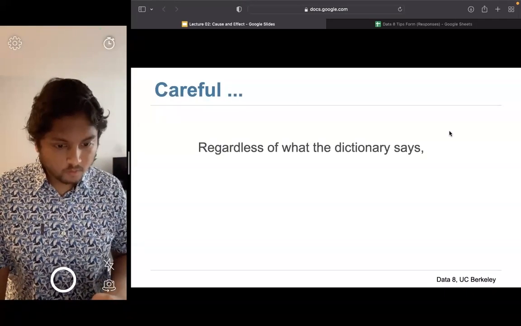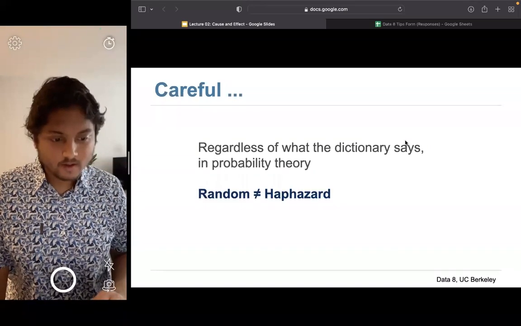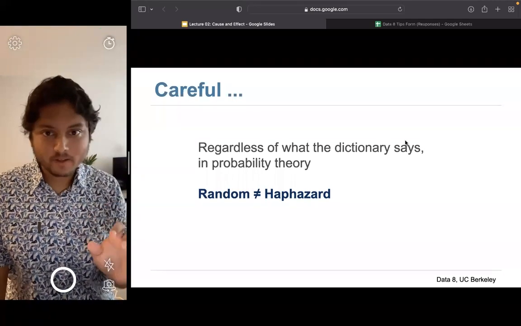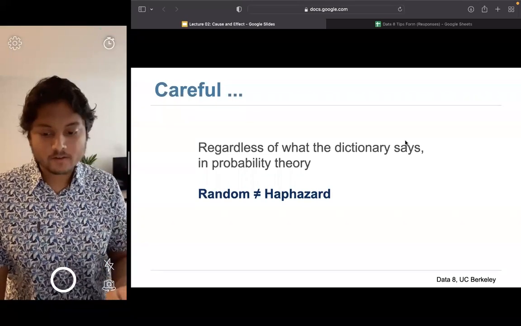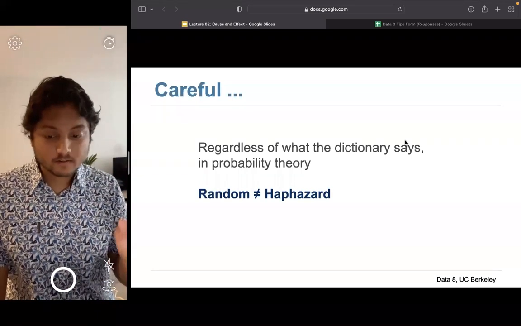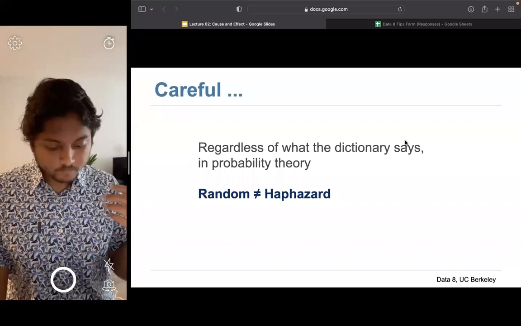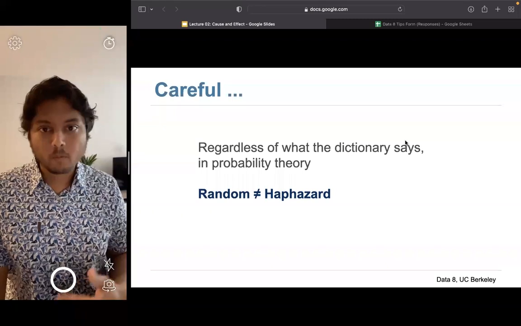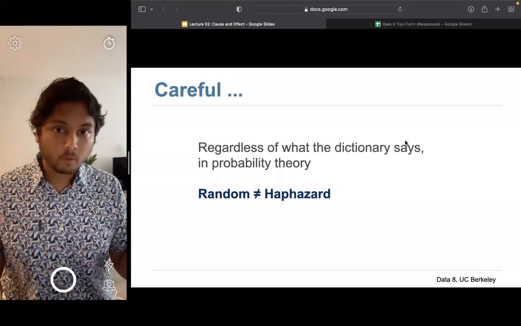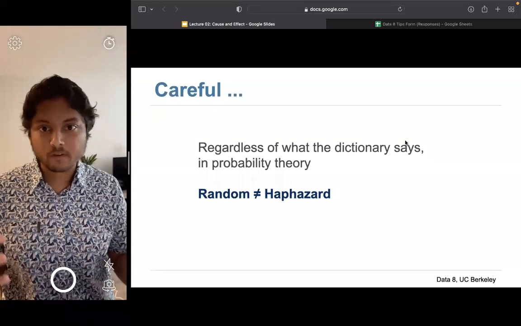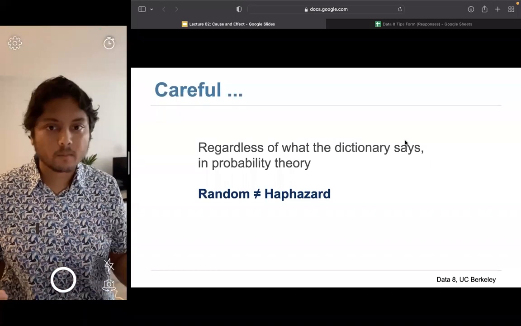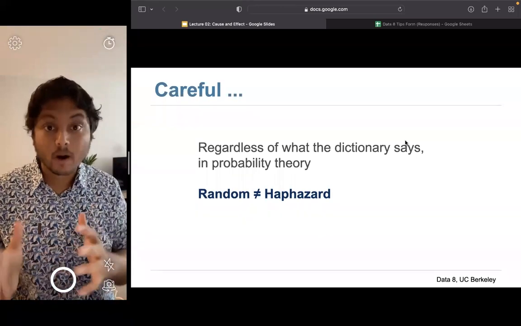Cool. So one other last thing to keep in mind is the dictionary has its own definition of random. In probability theory, random means something very specific. So random is not the same thing as haphazard. Random is a kind of repeatable way of how you're separating these groups. You're being very careful in the way you're doing it. You're not just being like, all right, let's just throw stuff around. You're being very systematic in the way that you randomize. And so we'll go into more details on the right way to randomize.